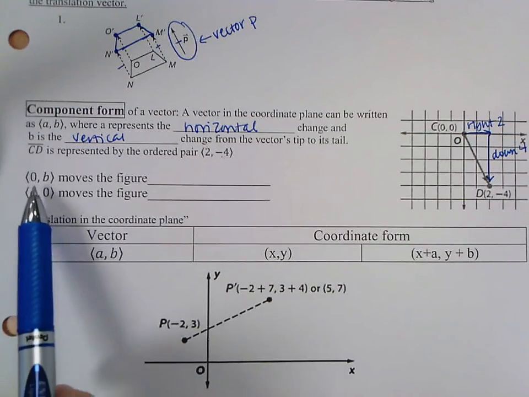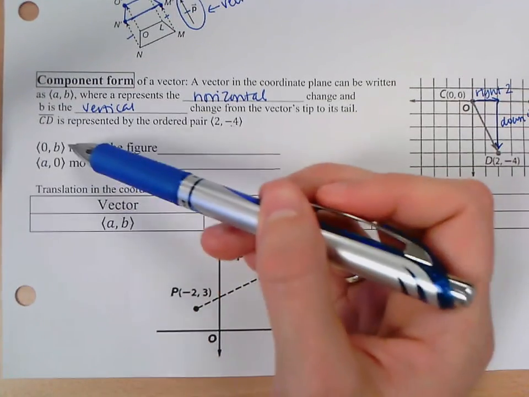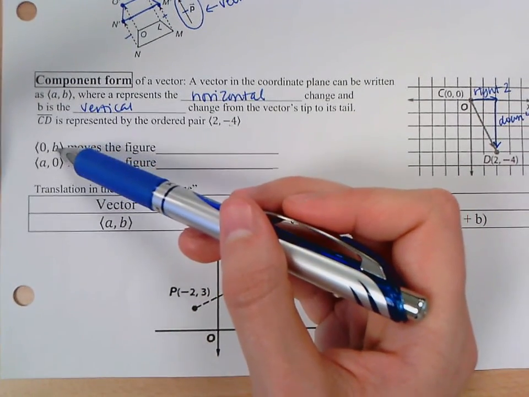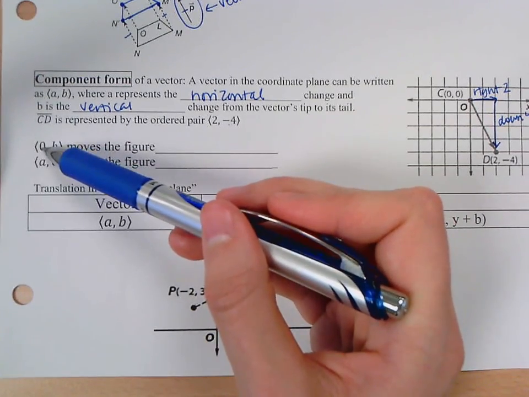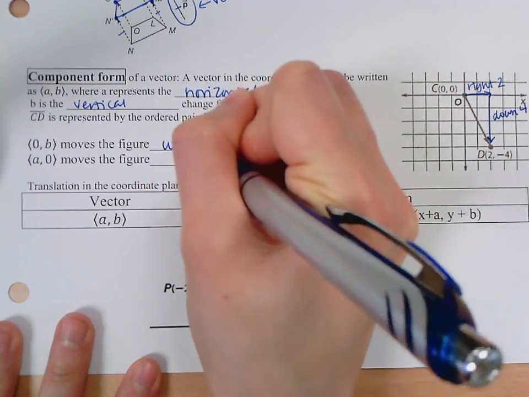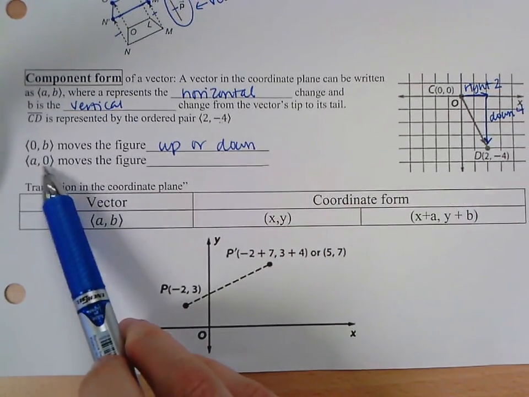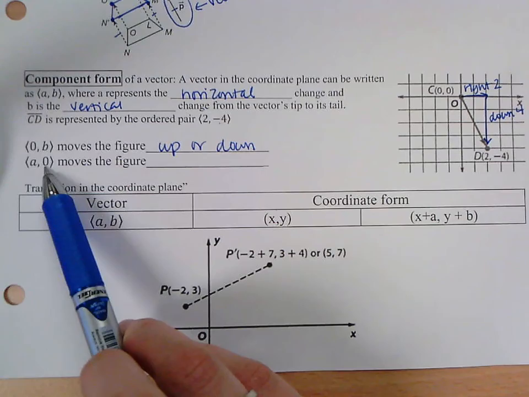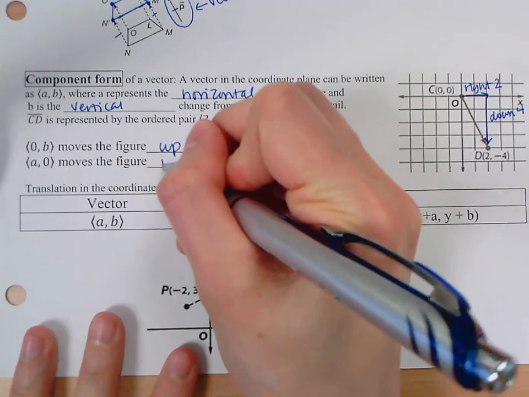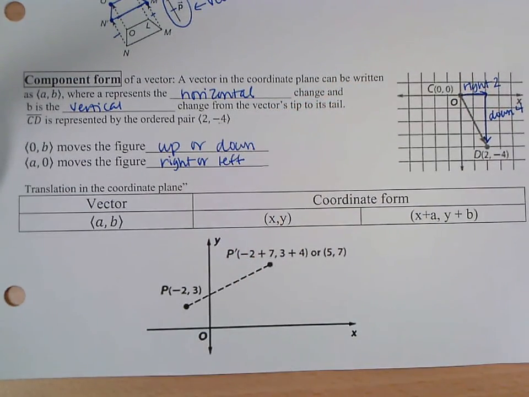So if you had this as your component form, and your A was 0, there was no change there, and you just had B, that would just be a vertical change. There'd be no horizontal change, only a vertical change. So that would just move the figure either up or down. And then just the opposite of that, if you had A and then 0, the A is your horizontal change. The 0 means there is no vertical change. So it'd be just moving right or left, and which way depends on your actual sign. Is it positive or negative for which way you move?